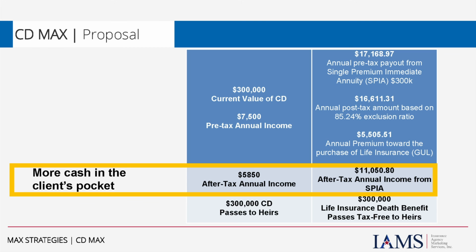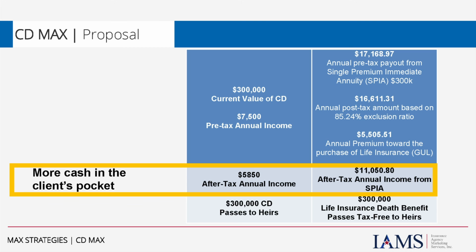Now again, that's all good and well, but we want to make sure $300,000 is left to her heirs. So we're going to peel off $5,505 of that SPIA income, and we're going to purchase a lapse protection universal life policy. This policy is no frills, it's nothing fancy. It is a guaranteed death benefit for life worth $300,000. And so what that does is that secures the wealth transfer piece in a tax-favored fashion.